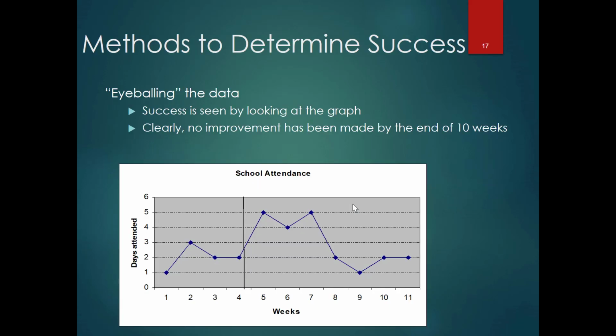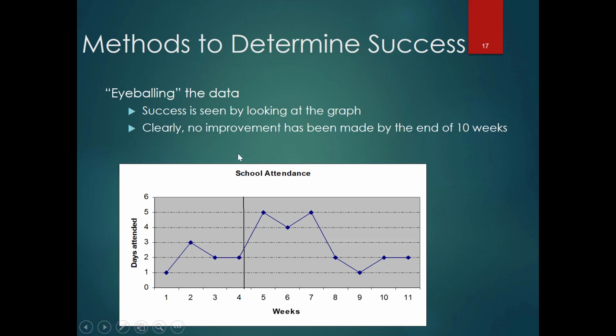Now, there are different ways to determine success. There's 3 different ways. The first one is eyeballing the data. So eyeballing the data basically means that you look at the graph and you just determine what you see from the graph. So if you look at the graph, clearly there's no improvement.